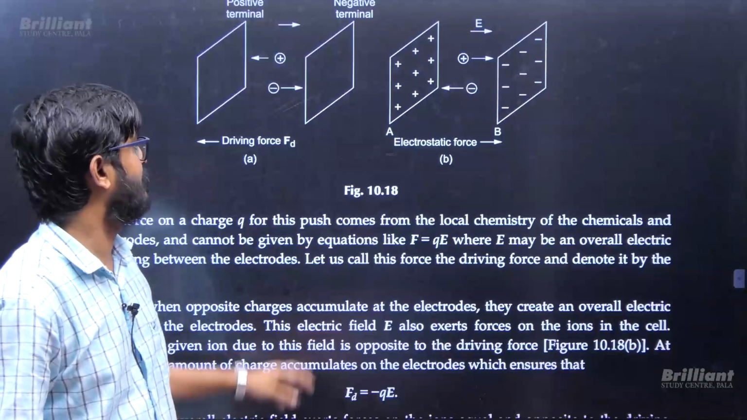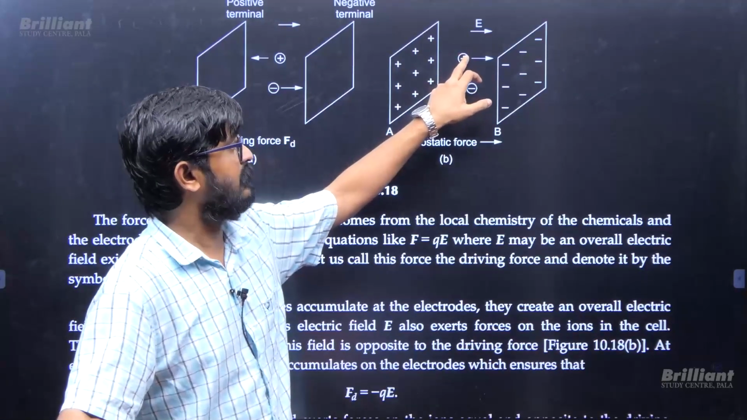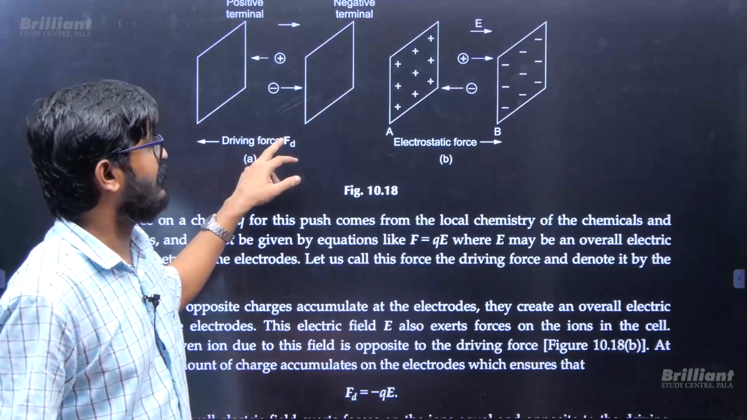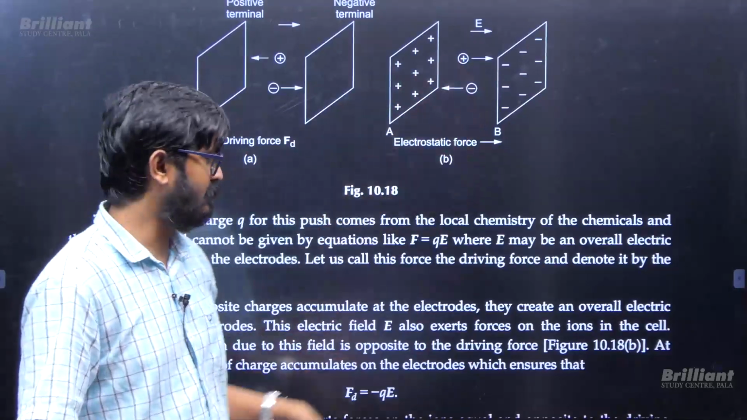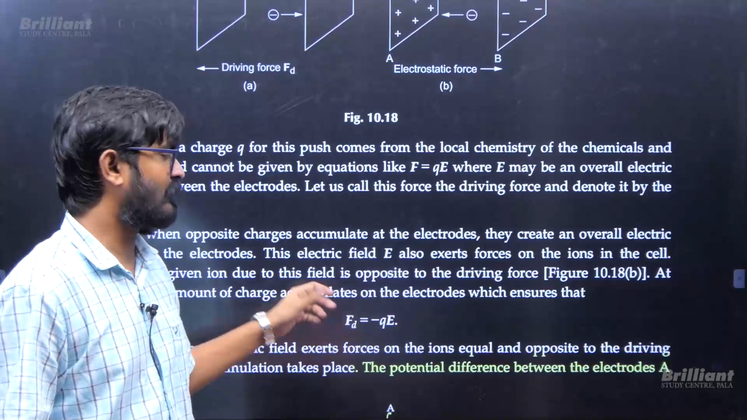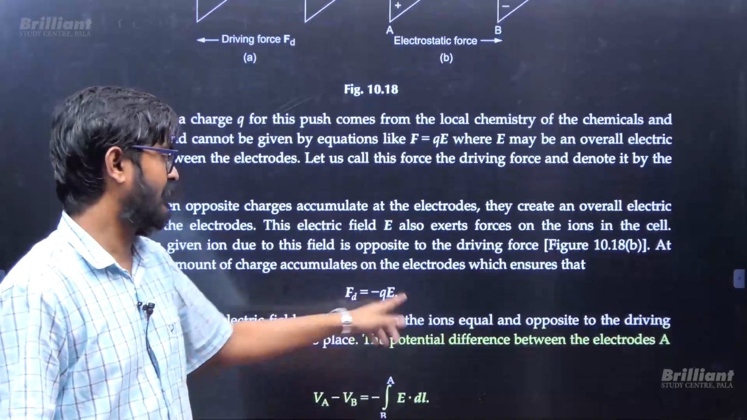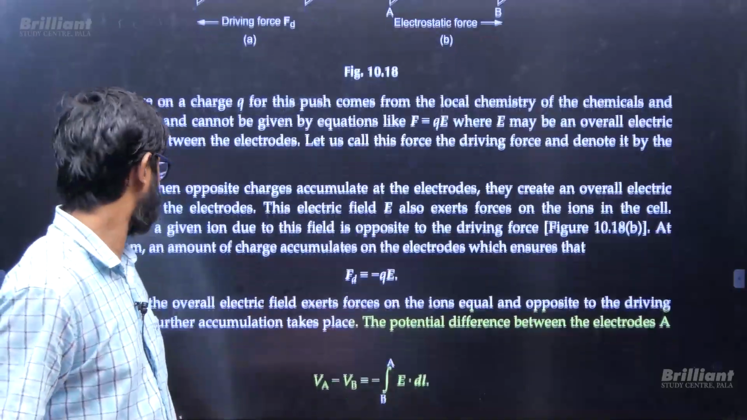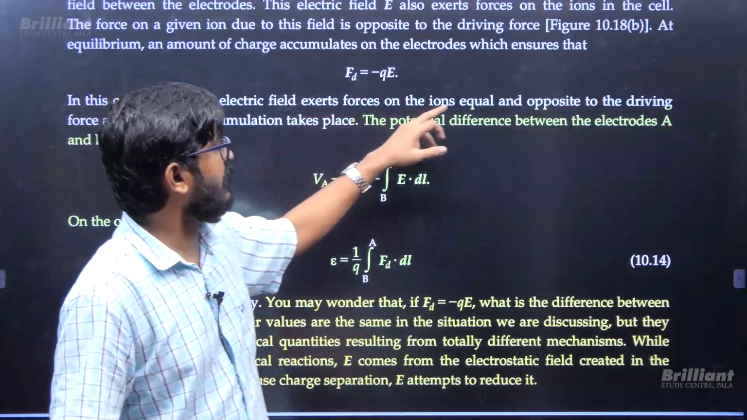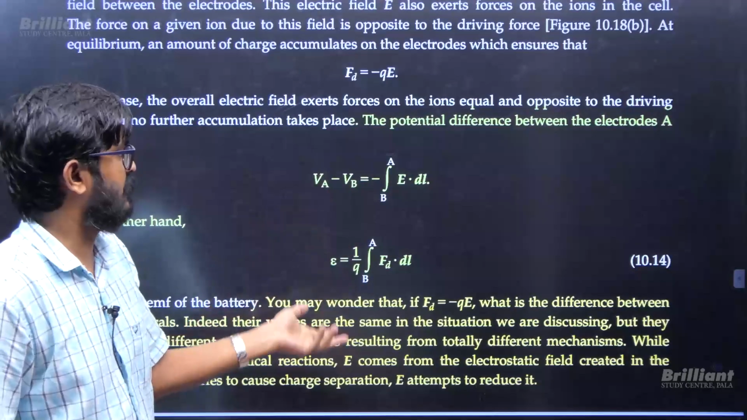So magnitude wise, the driving force should be the same as the electrostatic force on this thing, or vector wise, FD bar plus Q into E bar should be 0. So when I write it in vector form, it will turn out to be this way. In this case, the overall electric field exerts a force on the ions equal and opposite to the driving force, and no further accumulation takes place, which we understood.